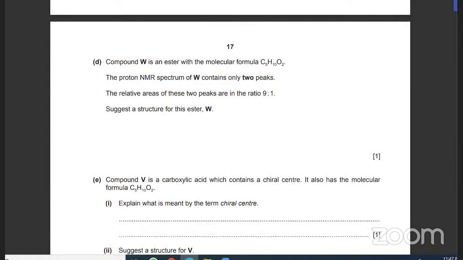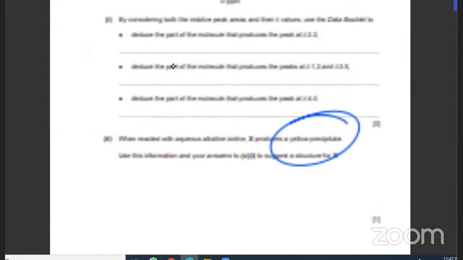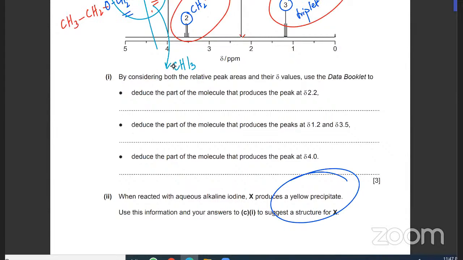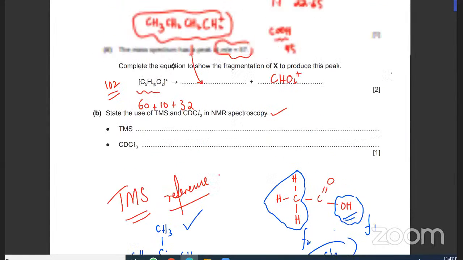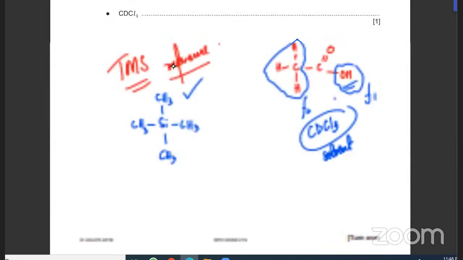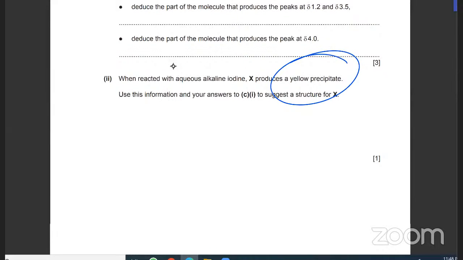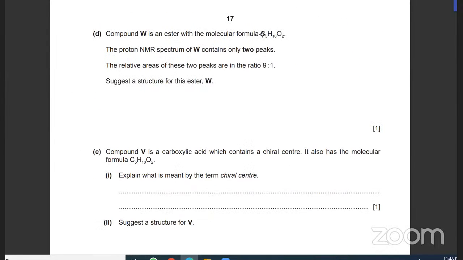And as I said, the next part is, it also states that compound W is an ester with the molecular formula C5H10O2. And so there's this compound W. I don't know what W is. We were talking about compound X. There was no mention of W anywhere in the question. So W is something totally different. So this is the next part of the question. So I've got a compound W. It's an ester, and it also has the same formula.